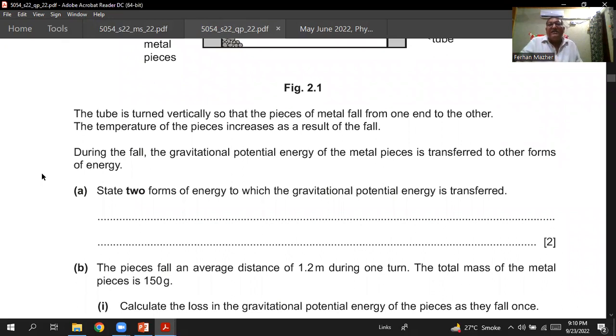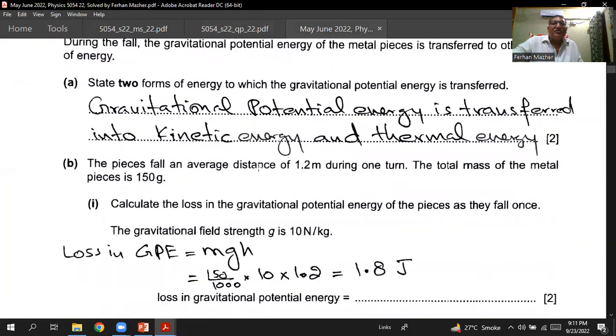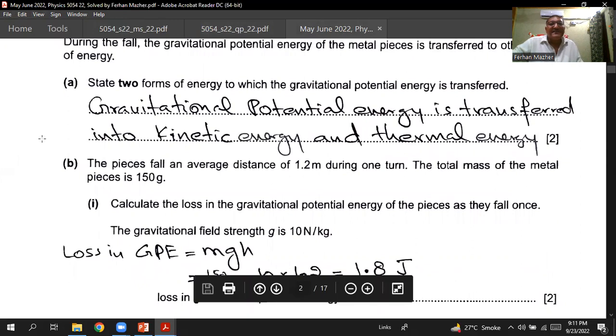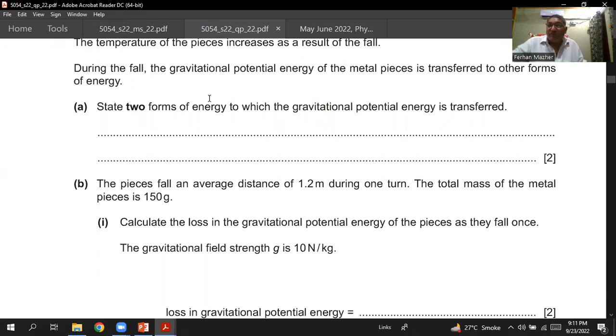When you flip it, the metal balls will fall downward, and so your gravitational potential energy will convert into the kinetic energy. Because they are colliding with each other and they will collide with the bottom of the tube, the thermal energy is also produced. Some sound energy will also be produced. So let me show you my answer. The gravitational potential energy is transferred into the kinetic energy and thermal energy. With it, some sound energy is also produced.